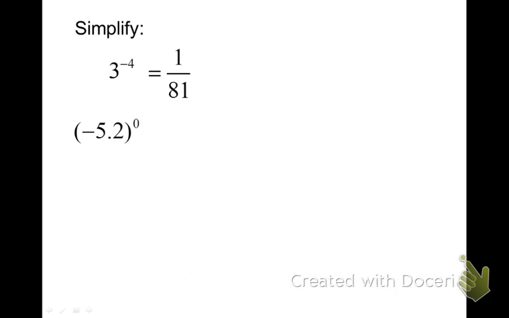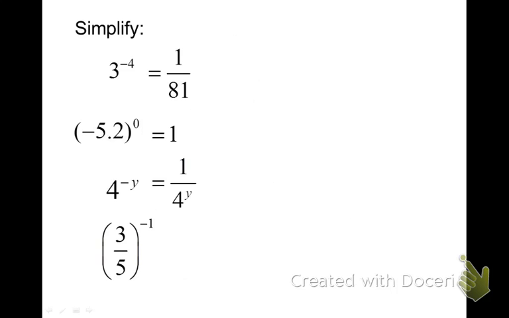Here in this problem we have negative 5.2 to the 0 power. Anything to the 0 power is 1. Again, a negative exponent. It's okay to have a variable as an exponent. This just means the base and exponent go to the other side of the division bar and we change the sign to positive. So the negative y becomes a positive y when we take it to the other side.